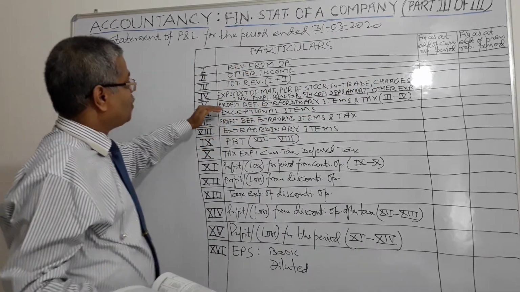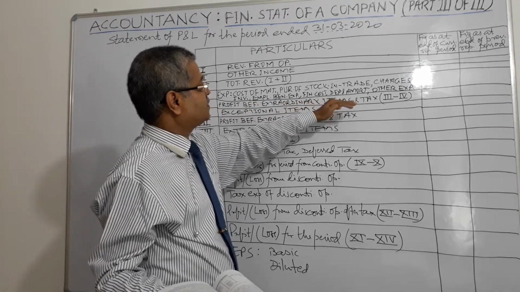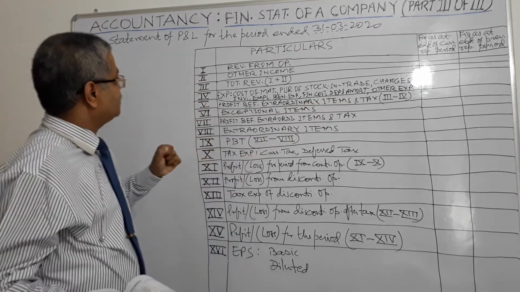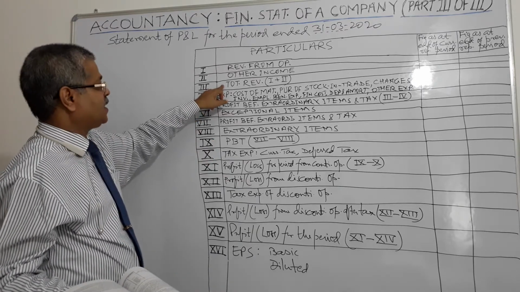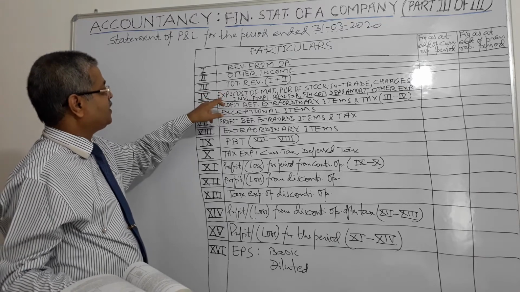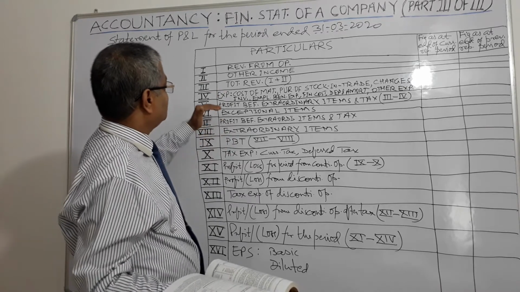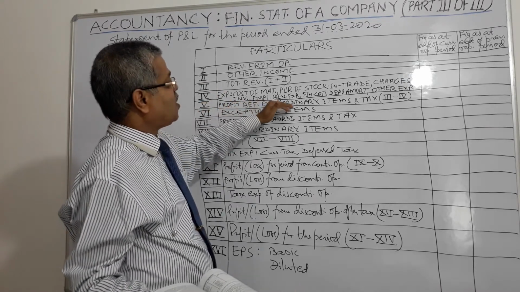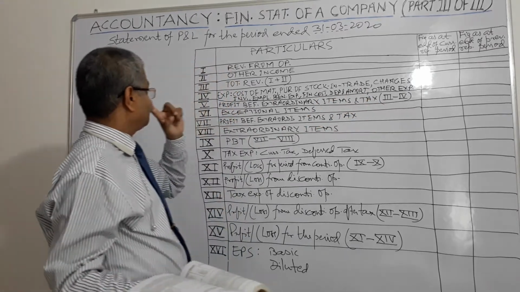Fifth, profit before extraordinary items and tax. How do we get that? Out of total revenue, item number 3, we will deduct 4. We will deduct expenses out of total revenue, then we get profit before extraordinary items and tax, 3 minus 4.